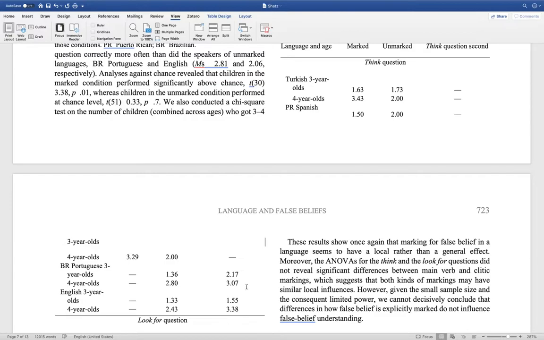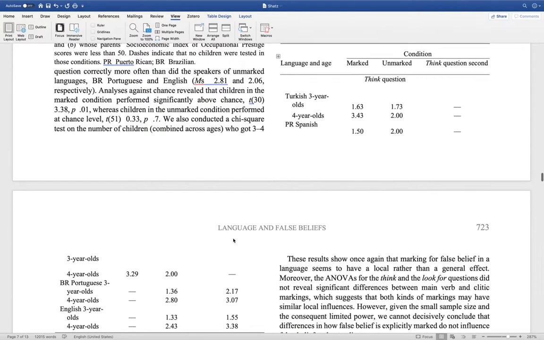In this 4-year-old data, let's just look at the Turkish group. The marked condition does almost perfect. The unmarked condition gets a 50%. So it's like an 80% versus a 50%, or 75 versus 50. That's quite a difference. So what we're seeing here, and this is not what was predicted, right? They didn't really come out and state this, but the research shows that the shift happens from 3 to 4. So 4-year-olds know how to do this, 3-year-olds don't, is sort of the idea.